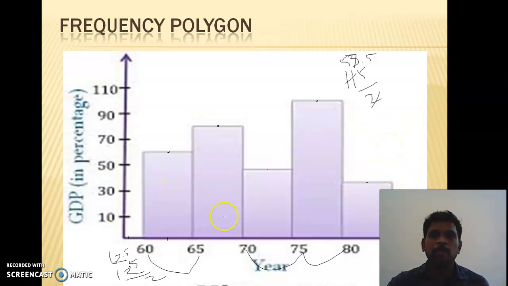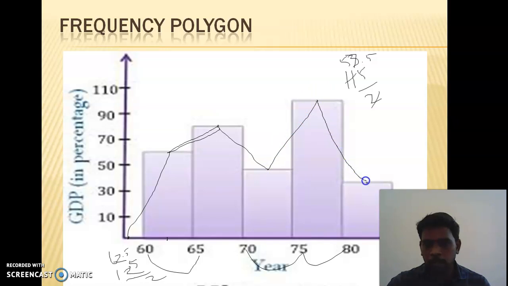A polygon means a line. Okay, so without keeping a scale, you can draw with your hand itself. Okay, like this. So it will exactly meet. Okay, and here like this, and then like this, and then connect this here, and finally what about the last interval?